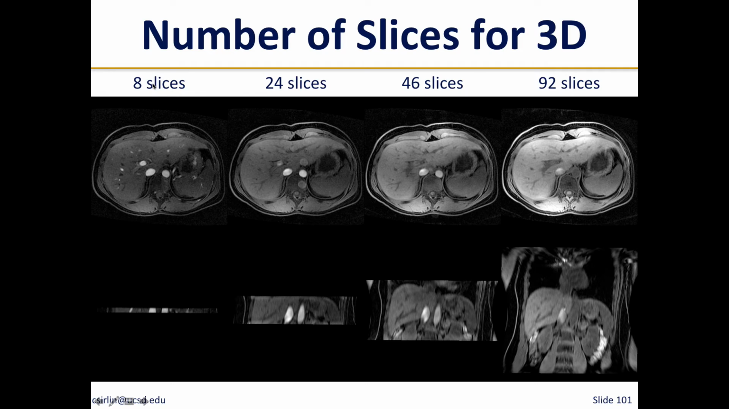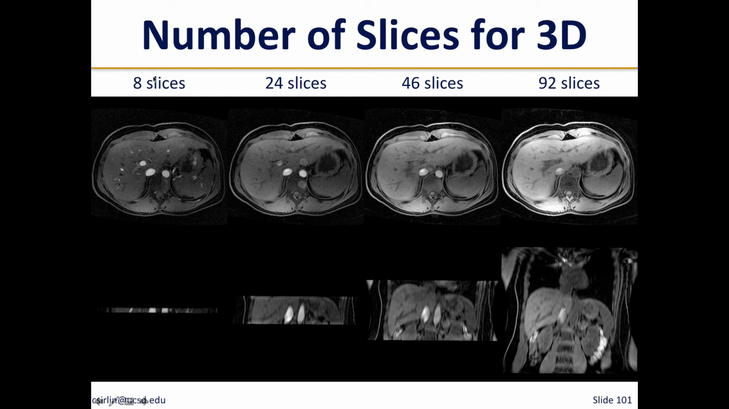Here is the same volunteer, 3D sequence, 8 slices, 24 slices, 46 slices, 92 slices. I hope all of you agree that this image, this slice, has more signal than this slice. So why would this slice have more signal just because I imaged more slices? Why would this slice care whether I imaged just this slice or 1,000 other slices? Why does the imaging of the other slices affect this slice?